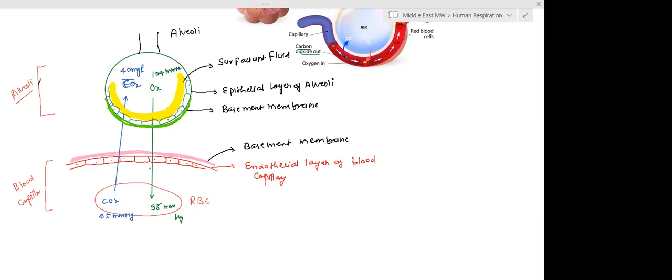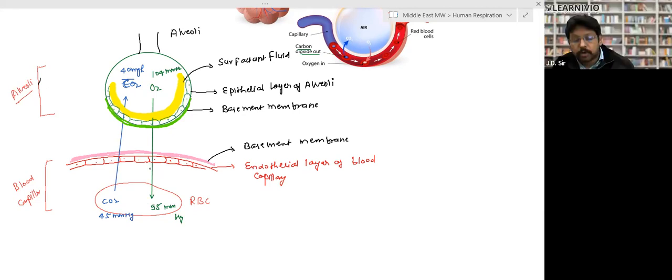Yes, sir. Please note down this diagram. This is very important and essential for you. You won't find this diagram elsewhere, that's why I'm telling you.